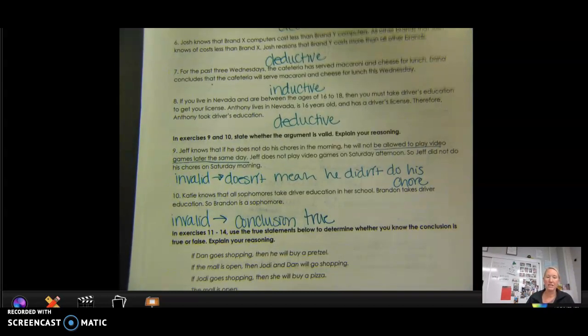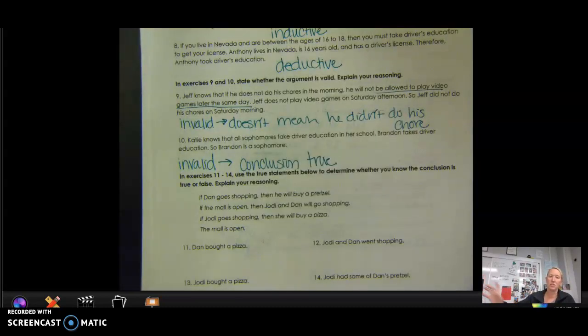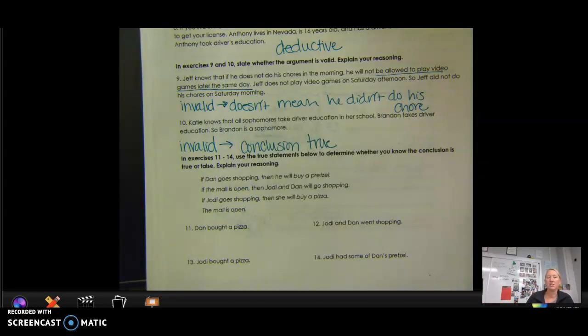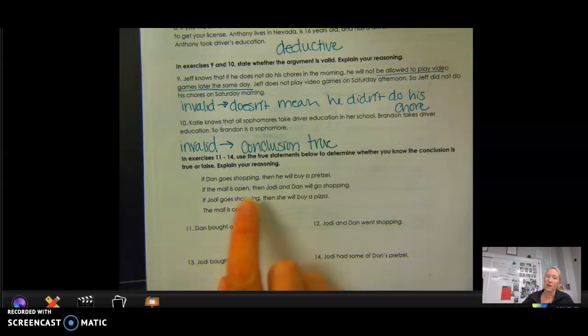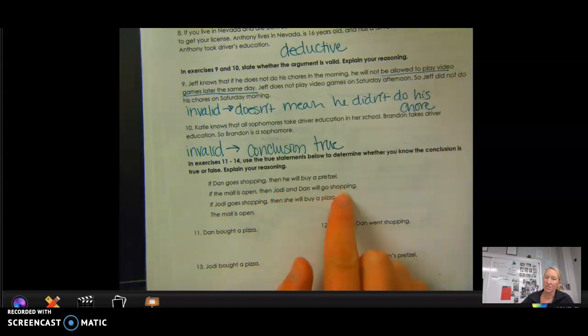Okay, in examples 11 through 14, use the true statement below to determine whether you know the conclusion is true or false. Explain your reason. If Dan goes shopping, then he will buy a present. The mall is open. If the mall is open, then Dan and Jody will go shopping. If Jody goes shopping, then she will buy a pizza. They're making the mall be open. They're saying the mall is open. So they are using law of detachment and stating that the hypothesis, the mall is open, is true. So that means that Jody and Dan did go shopping.